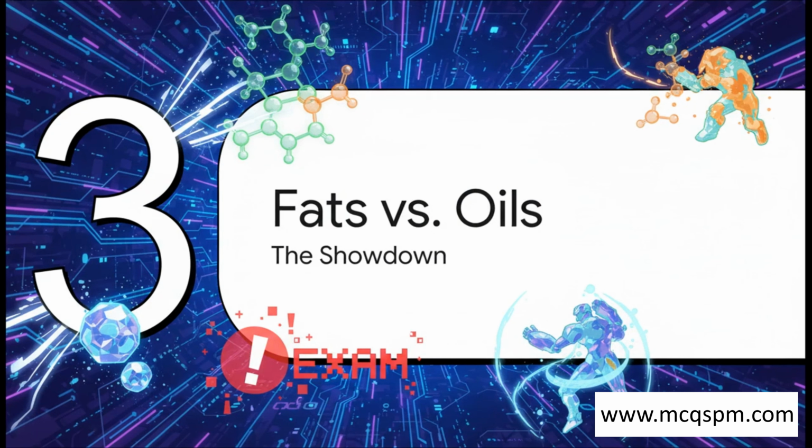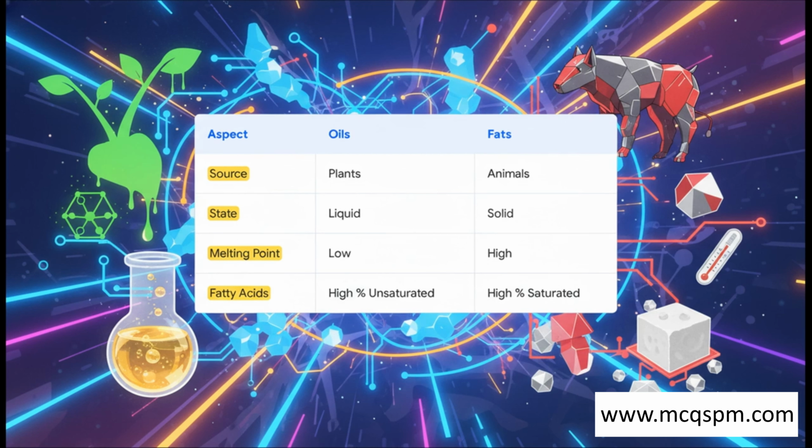All right, time for the main event, the big showdown between fats and oils. This is a total hotspot for exam questions, and you can bet they'll be testing if you know all the little details. This table right here, this is basically your cheat sheet for the whole topic. Just look at the pattern. Oils come from plants, they're liquid, and they're what we call unsaturated. Fats are the complete opposite. They come from animals, they're solid, and they're saturated. These things are all connected, and once you understand why, you will never get them mixed up again.